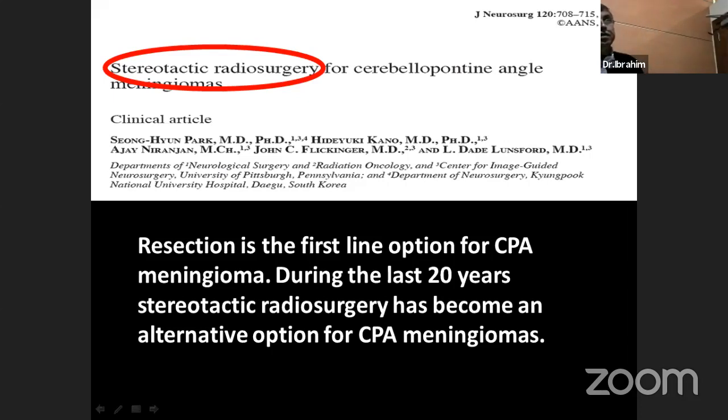Again here, Lunsford, Flickinger, and Kondziolka, the same center. They accept and admitted resection is the first line option for these meningiomas. But during the last 20 years, stereotactic radiosurgery has become an alternative option. It is an alternative option for those patients who cannot have the surgery because they are medically ill, very ill, or very old.